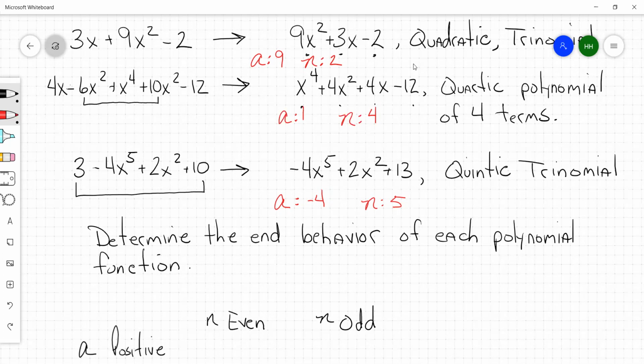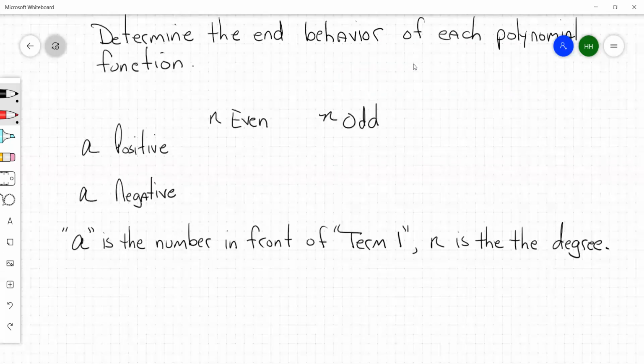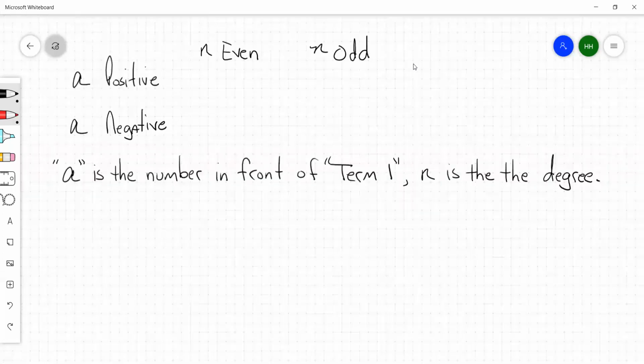Those two numbers tell you tons about the graphs of these polynomials. The graphs of these polynomials are parabolas and lines that move and curve, okay? So when we're talking about end behavior, when our a is positive and our n is even, the end behavior of this graph is up and up. We got up and up.